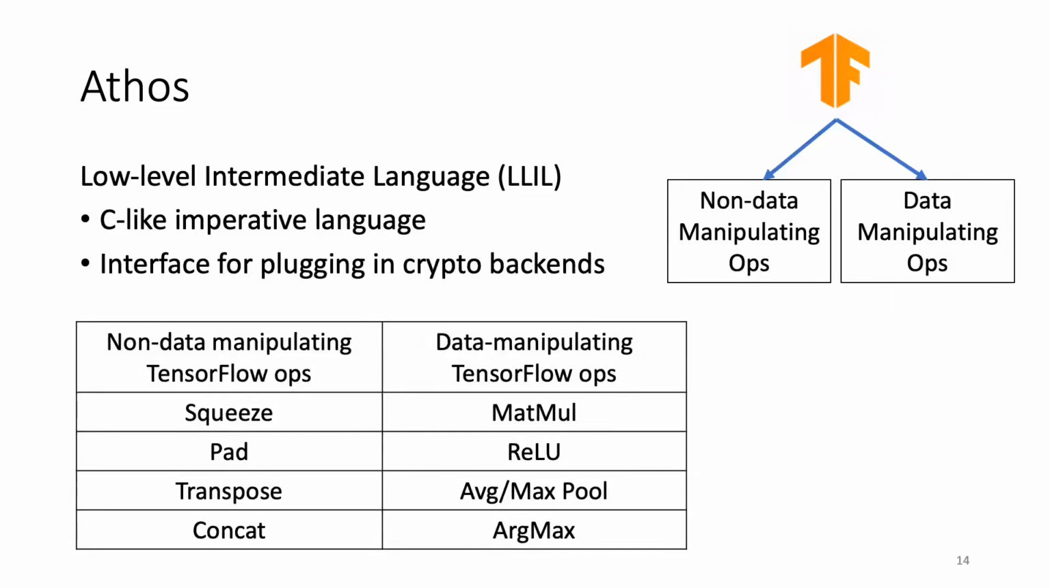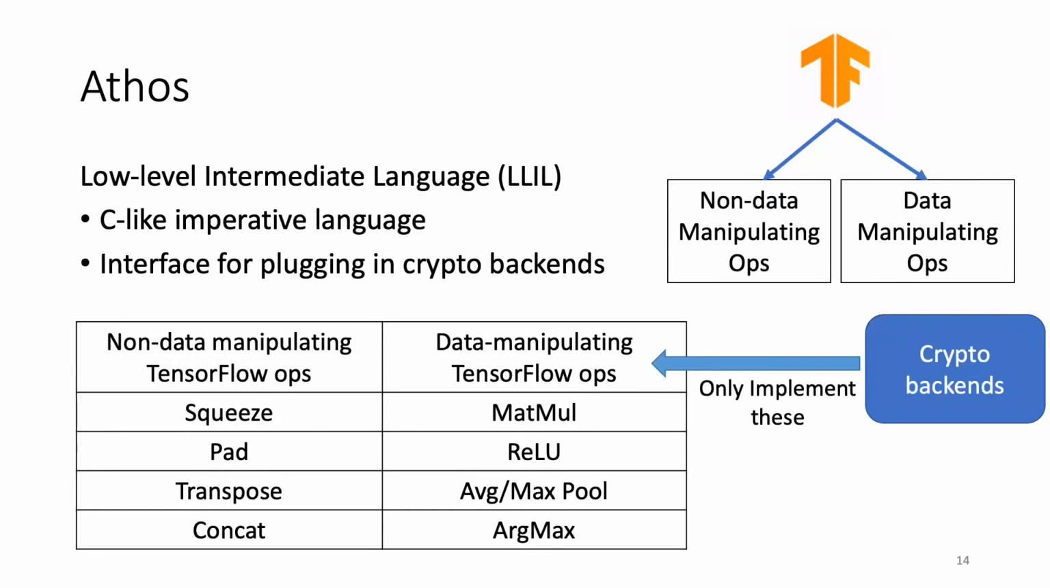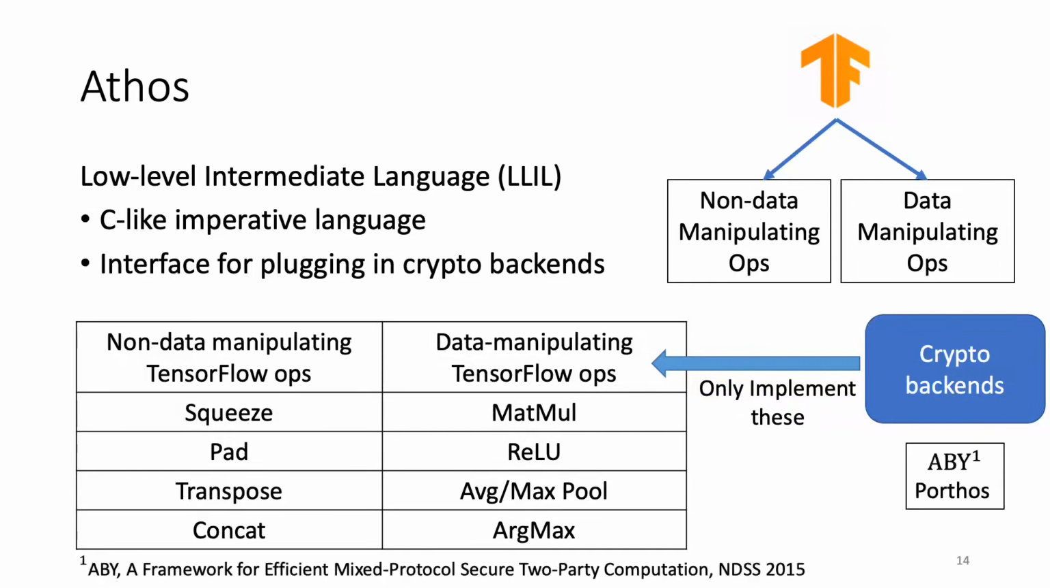To reduce the load on the crypto backend, Ethos provides an LLIL library which takes care of all the non-data manipulating operations. The crypto backend then only has to implement the data manipulating operations, which are far fewer in number than all the operations that are supported by TensorFlow. To demonstrate the modularity of LLIL, we currently have two backends implemented into it, ABY and Porthos. ABY is a two-party backend from NDSS 2015, while Porthos is our own three-party backend.